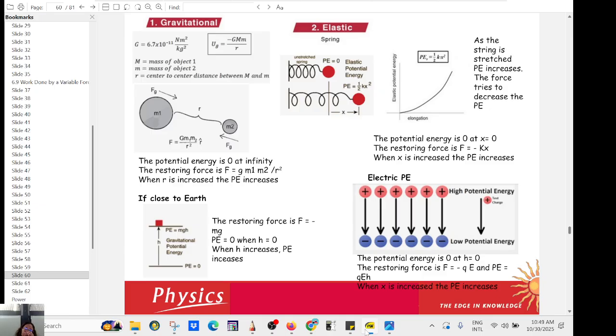Okay. So these are examples of potential energy. Next semester you're going to see electric potential energy as well, and you have elastic potential. We already talked about that. When you are doing work on a spring, so if you stretch it or if you compress it, all the work that you are doing will be stored in elastic potential energy.